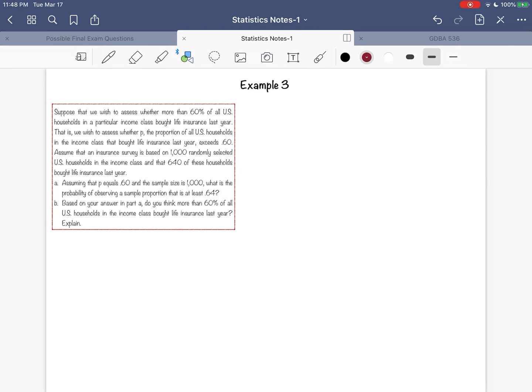So right off the bat, we know exactly what we're looking for. We want to know if the true proportion, the population proportion, is actually more than a certain number, in this case 60%. So to do that, an insurance company took a survey with a randomly selected sample of 1,000 households, and they observed 640 that bought life insurance. So immediately we can say that the sample proportion is 640 divided by 1,000. I know you know this, so 64%.